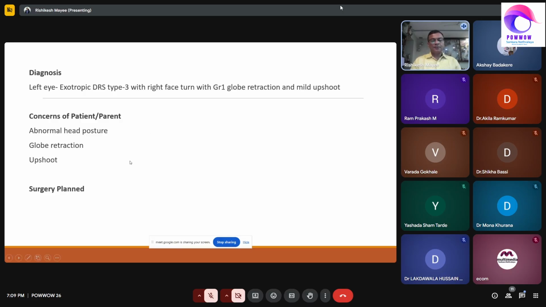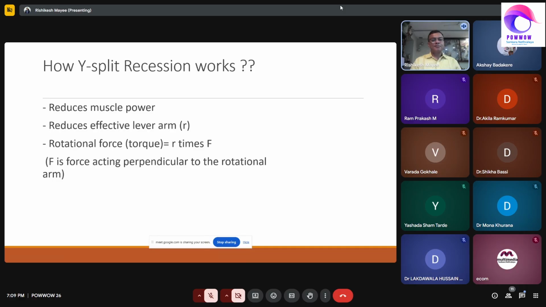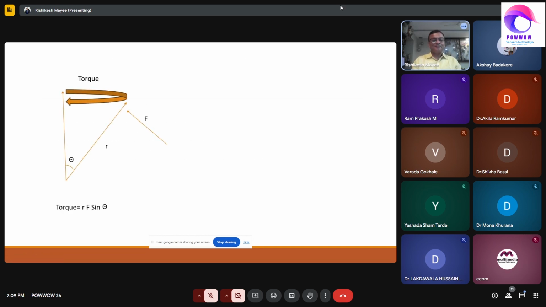So we planned a left eye lateral rectus recession of around 10 millimeters with a Y split of around 16 millimeters under general anesthesia. A word about how this recession and Y split works. Actually, it reduces the muscle power, it reduces the effective lever arm, which is R, and thereby reduces the torsional force, which is torque. Thanks to my son, I'm taking his physics right now, so I can explain this in a bit.